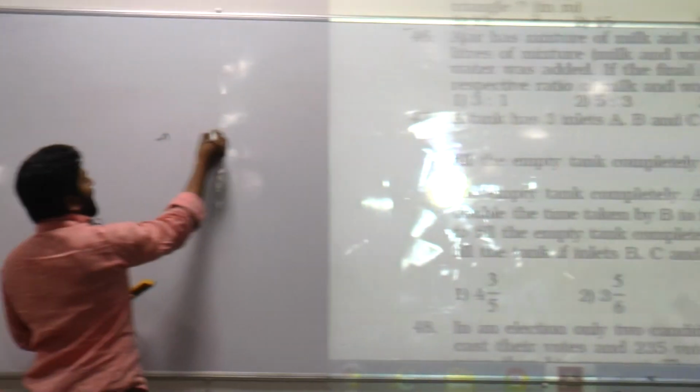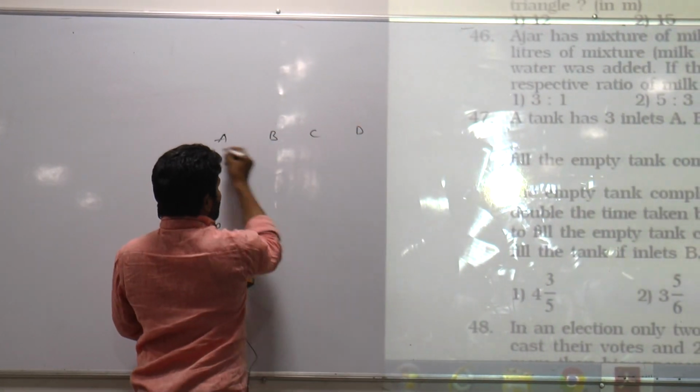So what do you need to know here? The initial time taken by 3 inlets A, B, C to fill the tank, individual times, and then outlet D. You need to know the time taken by the outlet to empty the full tank. You need to know the timings. For that you are given a comparison of A, B, C, D.